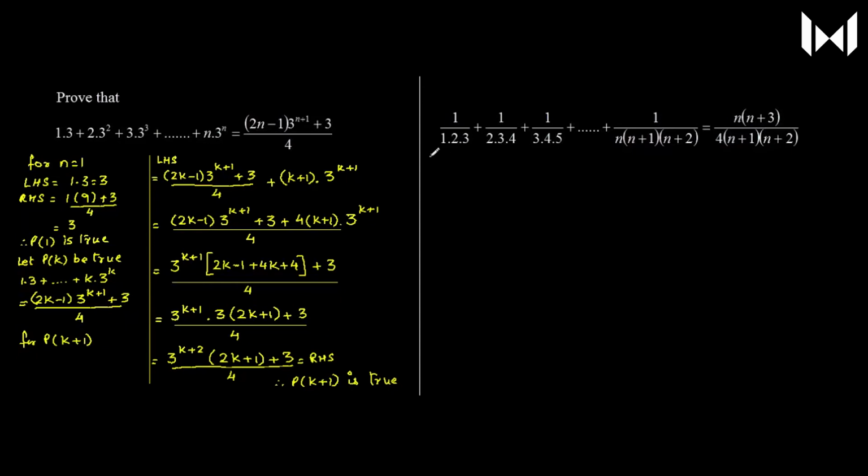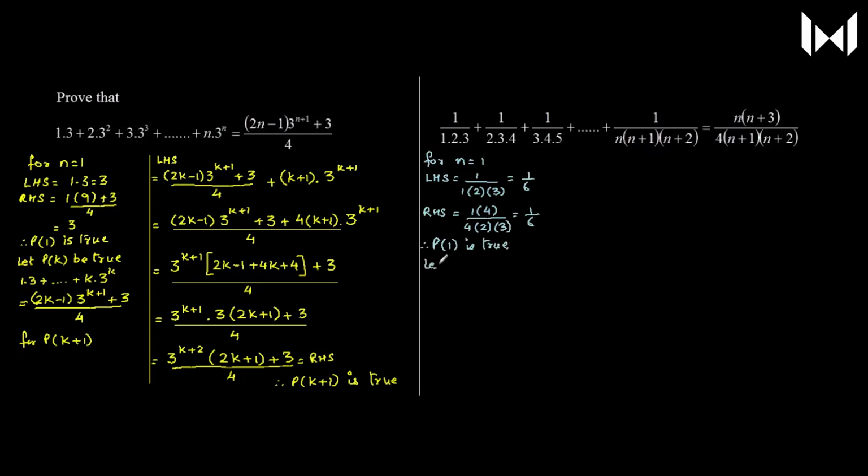Once again, for n equal to 1, the left hand side will be 1 over 1 into 1 plus 1 is 2 into 1 plus 2 is 3, and that's 1 by 6. And the right hand side is equal to 1 into 1 plus 3 is 4 over 4 into 1 plus 1 is 2 into 1 plus 2 is 3, and that is also 1 by 6, and therefore P1 is true.